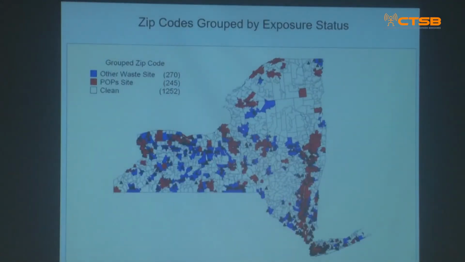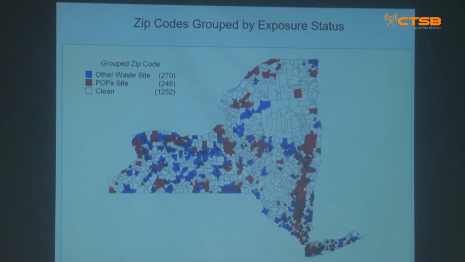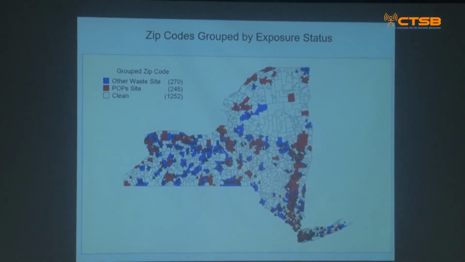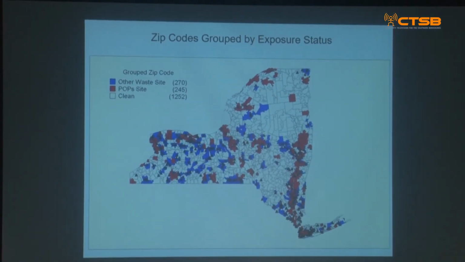How do we get environmental data? Well, this is a map of New York State, and what you're seeing are the geographic areas of zip codes, and all of the red zip codes contain at least one identified hazardous waste site that has PCBs. Notice that long red line on your right? That's the Hudson River. 200 miles from Fort Edward to Manhattan.